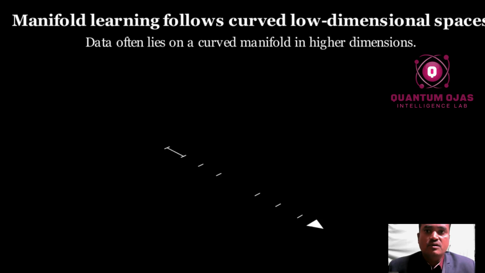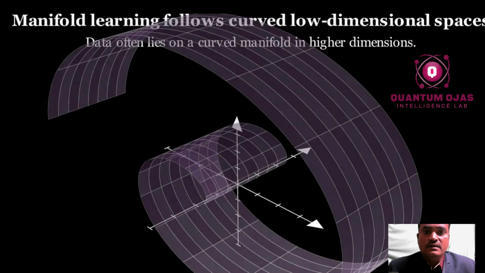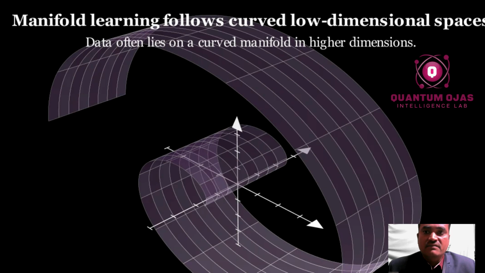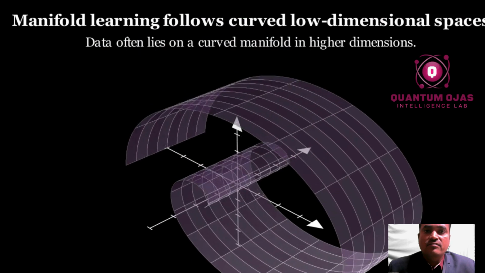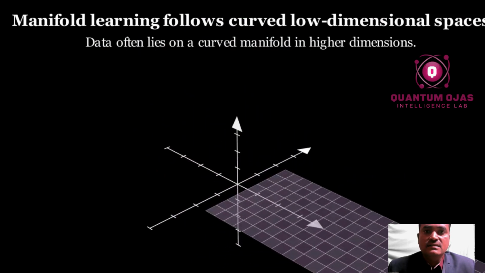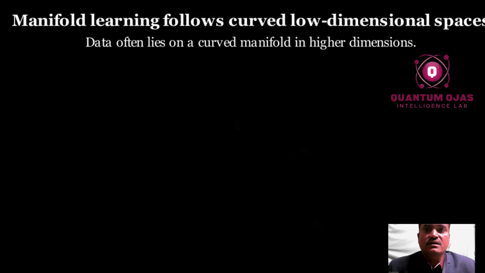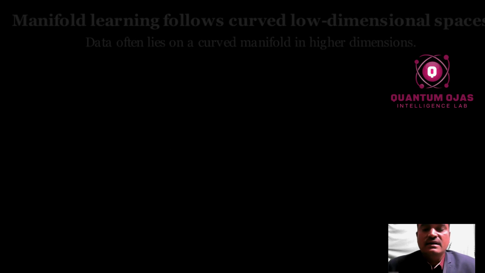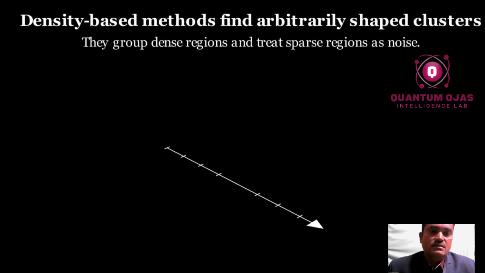And one more important aspect is that the data is in various dimensions. In fact, manifold learning follows curved low dimensional spaces. Data often lies on curved manifolds in higher dimensions. So our major intention is to convert high dimensional data to low dimensional data, because the data does not have labels.